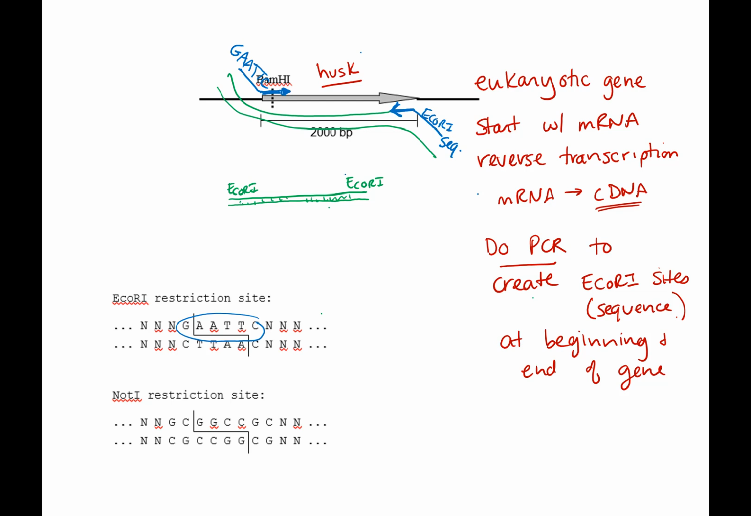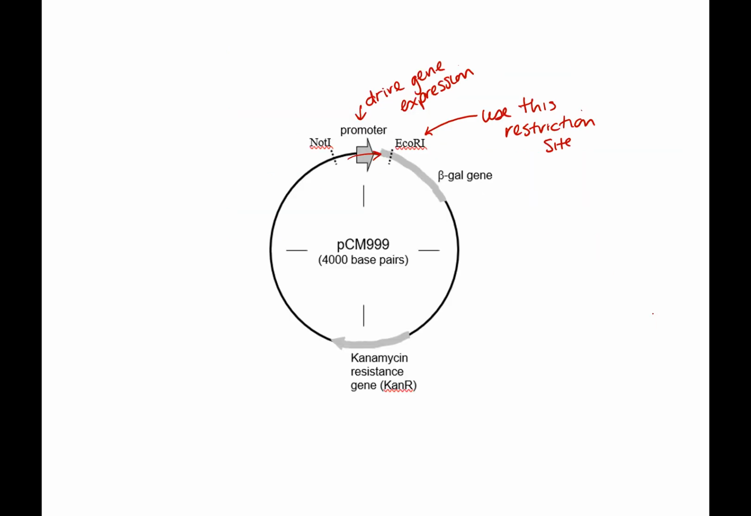So I just wanted to make sure you understood that. These sequences, these sites get incorporated into the final PCR product. So now you have EcoR1, and you've got your BamH1. And what you're going to do is, again, cut the PCR product and your plasmid pCM99 with EcoR1.